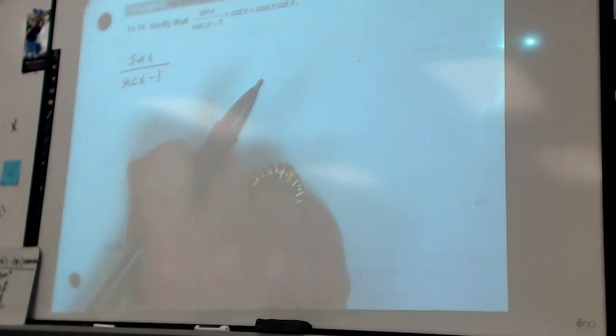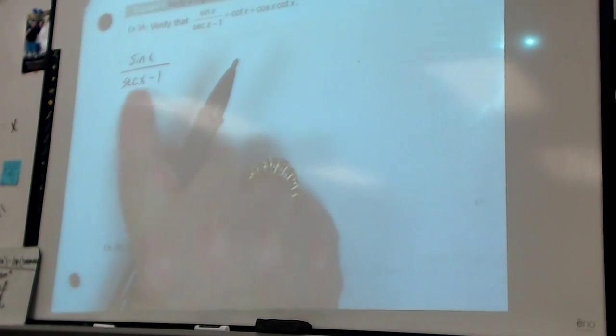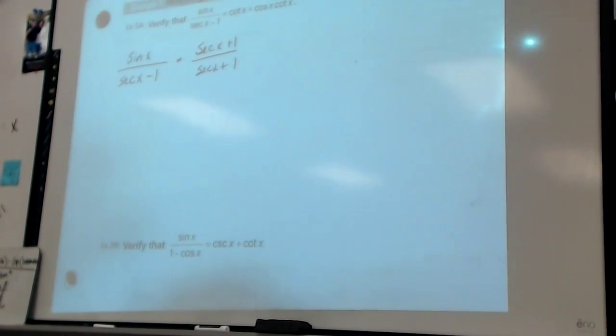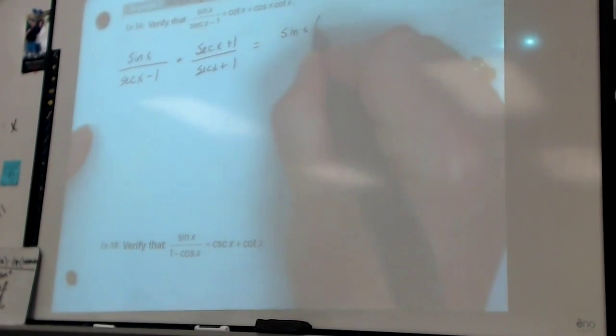So one thing you can do, if you have a situation like this where you have a binomial in the denominator, is try multiplying by its conjugate. But if you multiply the denominator by the conjugate, you're going to multiply the numerator by the conjugate. So let's multiply by secant x plus 1 over secant x plus 1. I can do that because secant x plus 1 over secant x plus 1 is 1. When you multiply by 1, you're not changing the identity of it. It's still the same, just a different form. So in the numerator, I'd have sine x times secant x plus 1. Let's just leave it like that for right now.